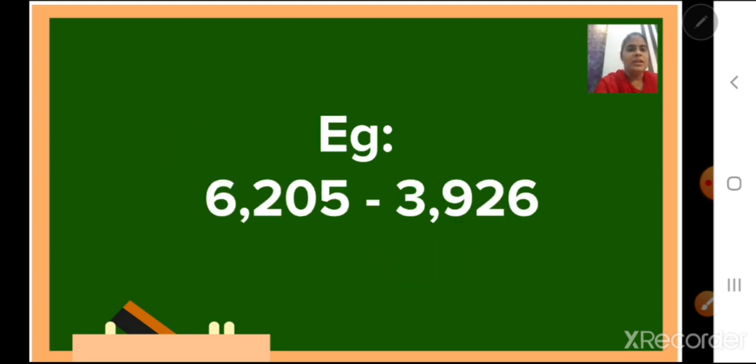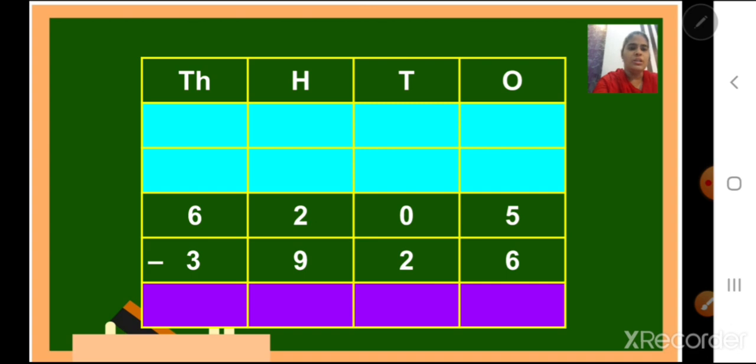Children, look at this number. Read the numbers loudly. 6205 minus 3926. For solving it, we have to place all the numbers properly in their proper place and subtract the ones place. Children, look at the number at ones place. We have 5 minus 6.